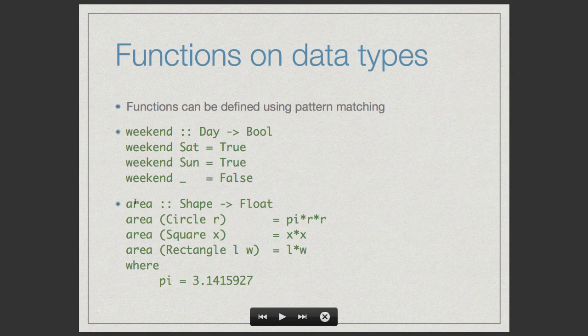Similarly, you can define an area function, which is a function from Shape to Float. Area of a Circle with radius r is pi r squared. Area of a Square with length of side x is x squared, and area of a Rectangle with length L and width W is L times W.